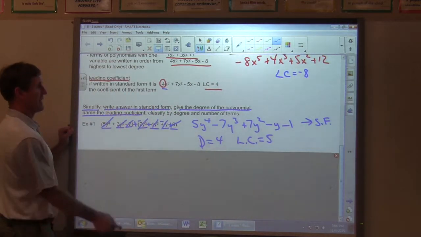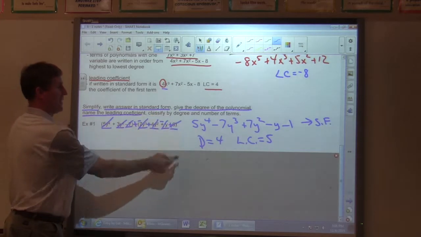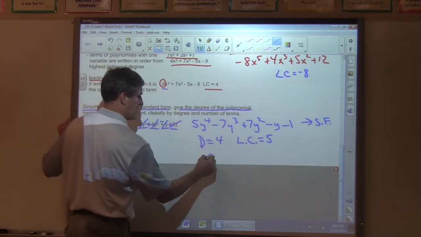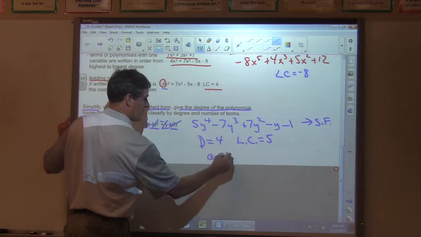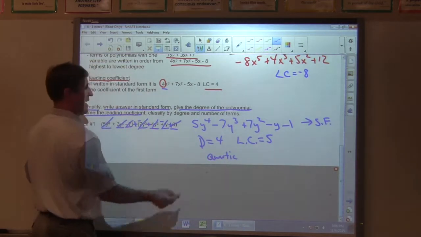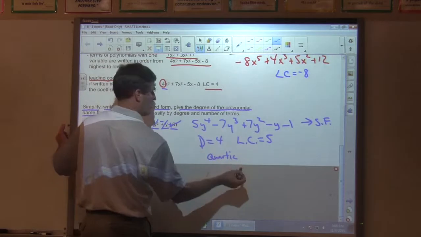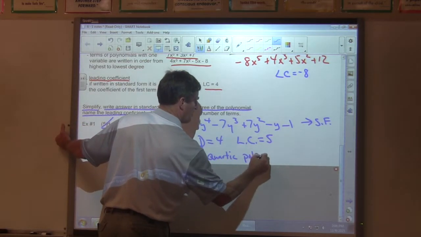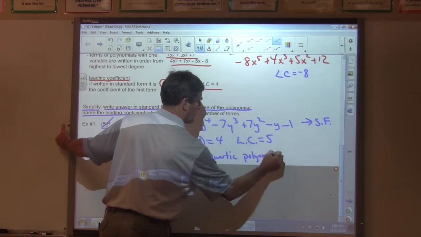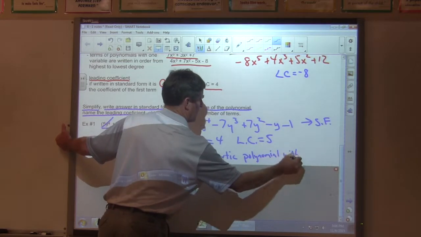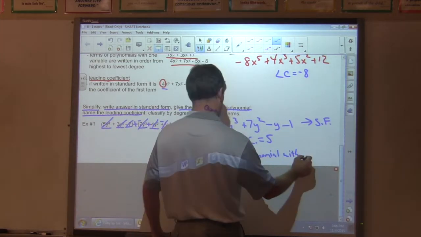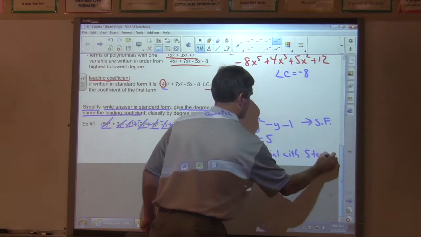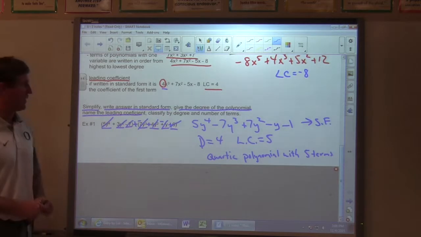And then the last thing it says is classify by the degree. Well, my degree is 4, so that's quartic. And we have 5 terms, so a quartic polynomial with 5 terms. And that's what you do on that.